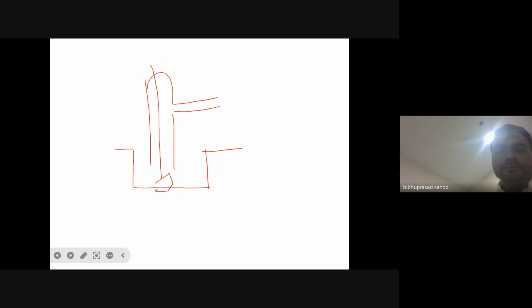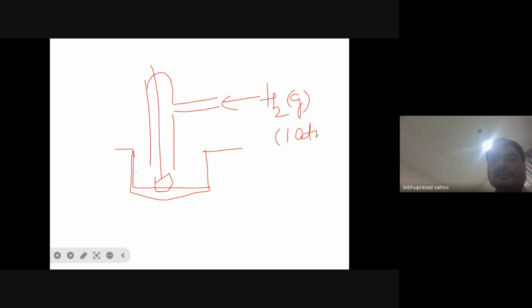Already I have done the diagram, student. Actually, this should be inside the container. This is your hydrogen gas, 1 atm pressure. Inside this HCl solution is there, and the concentration of HCl is equal to the concentration of H plus, that is 1 molar.